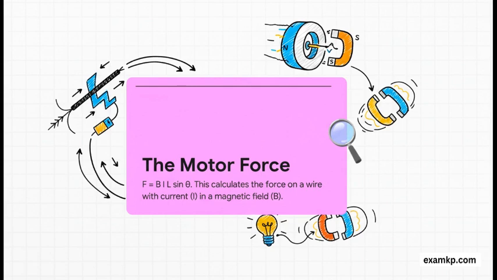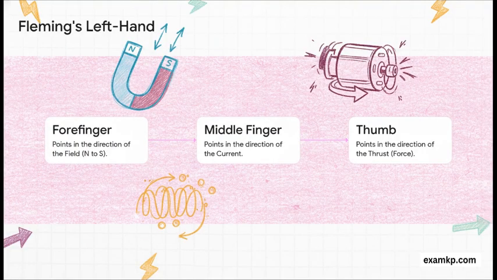The main takeaway is this. You put a current-carrying wire inside the magnetic field, and nature will push on it with a force, period. And just like before, there's a handy trick to find the direction of that push. This is Fleming's left-hand rule. And for motor problems, it is your absolute best friend.